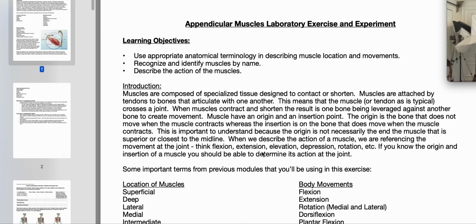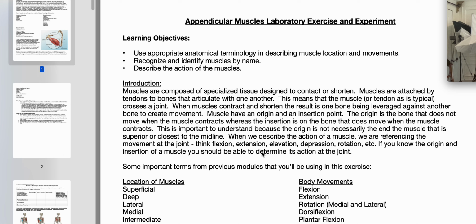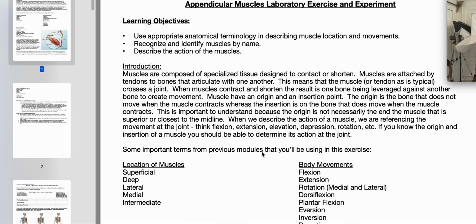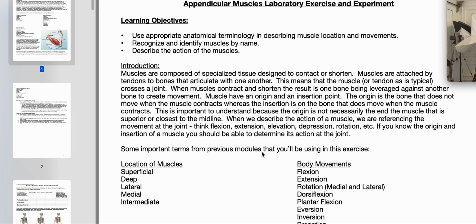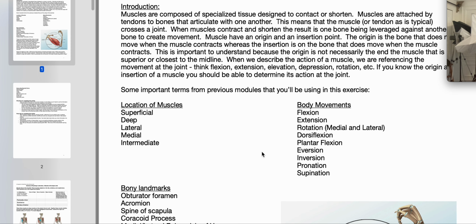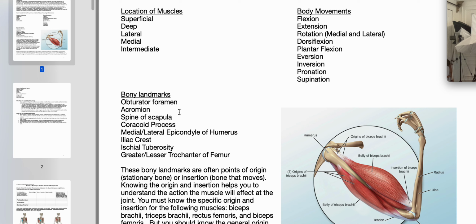So you'll see that this muscle activity guide is going to introduce you to muscles in general, which you should already be familiar with because you did axial muscles the week before. It will give you some important terms that you've learned from previous modules, just to remind yourself that these are key terms that we use when we talk about muscles. I even pointed out some of the bony landmarks for you, and these might be connected to those 5 muscles that you have to know the insertion and origin for.